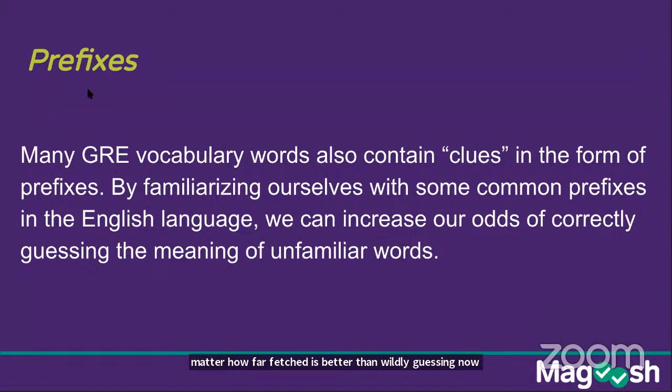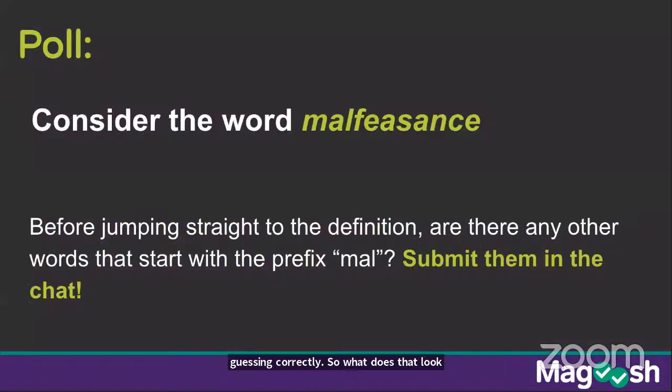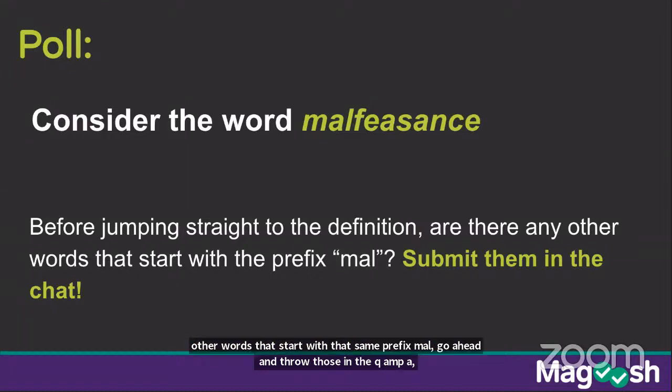Now, the other thing we can do in studying words and being detectives is looking at things like prefixes. So many words contain clues in the form of prefixes, and by getting familiar with some of the common ones, we can increase our odds of guessing correctly. So what does that look like? Well, consider the word malfeasance. Before just jumping to a definition, think of some other words that start with that same prefix, mal. Go ahead and throw those in the Q&A. I would like to take a look at a few of them.